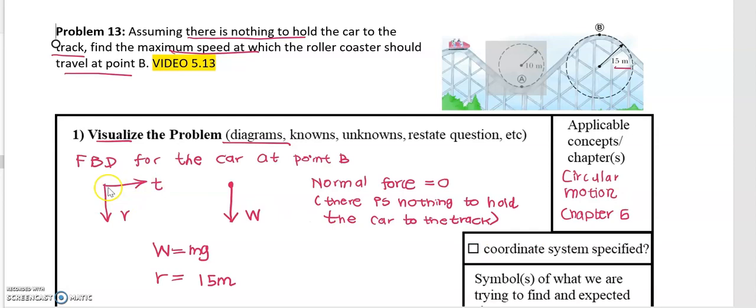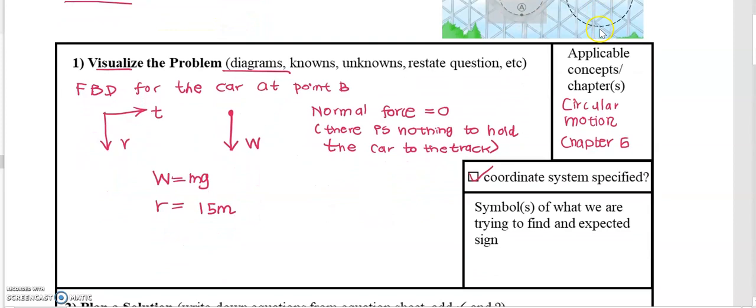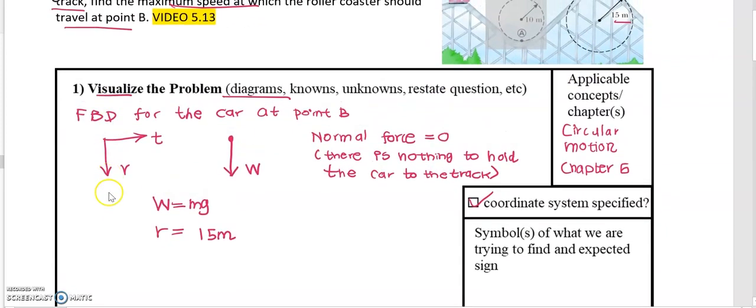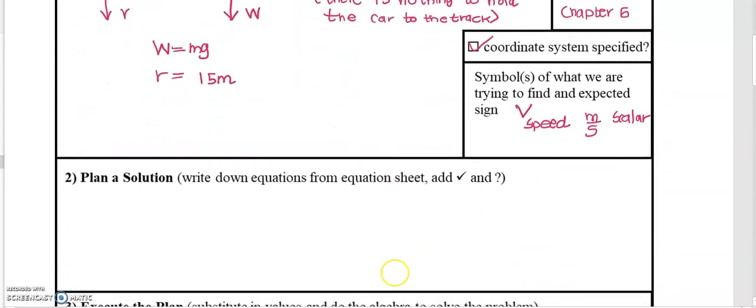Tangential direction, it is tangent to the circle at point B, and then radial direction towards the center of the circle. And the symbols of what we are trying to find, we're trying to calculate the speed of the car at point B. We are actually trying to calculate the maximum speed. And the unit is meters per second. Speed is a scalar quantity.